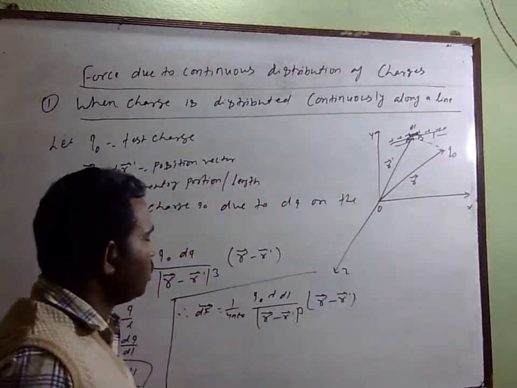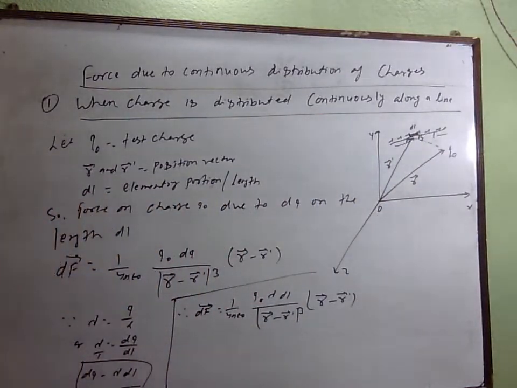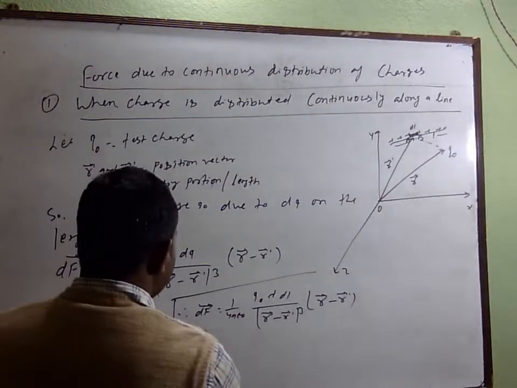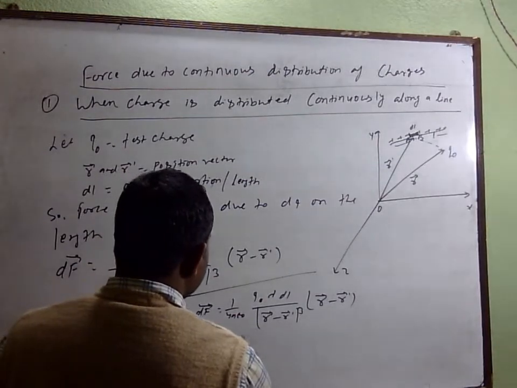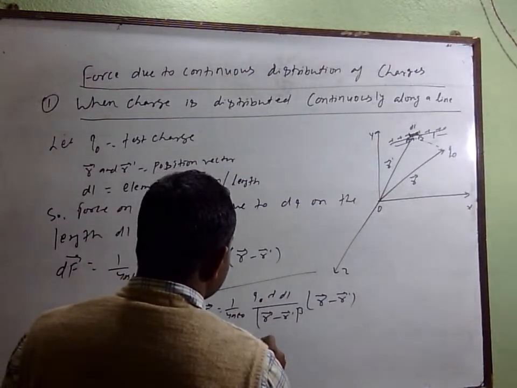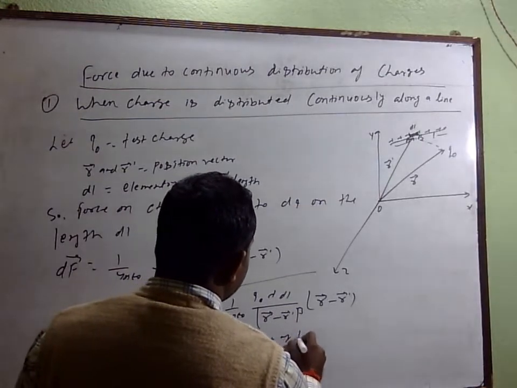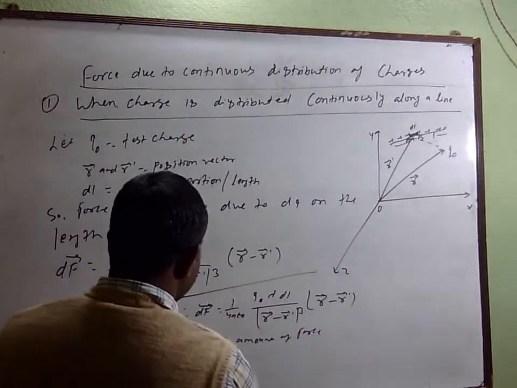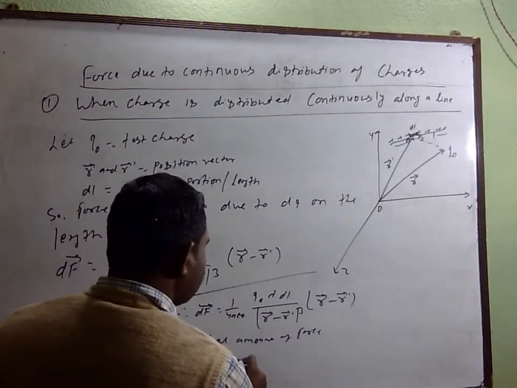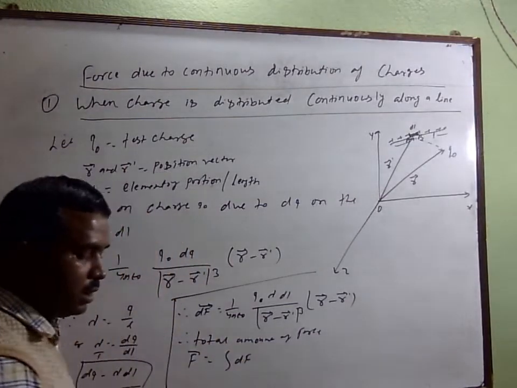So we got the force on these elementary portions, but we have to find the total amount of force. But how will you find the total amount of force? You know that to get the total force you have to integrate this one. So simple things you can write here. Therefore, the total amount of force, how will you find? F equal to integration of df. This is the formula.